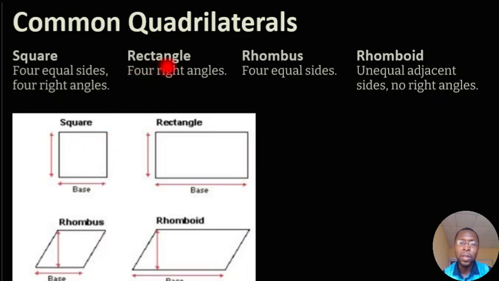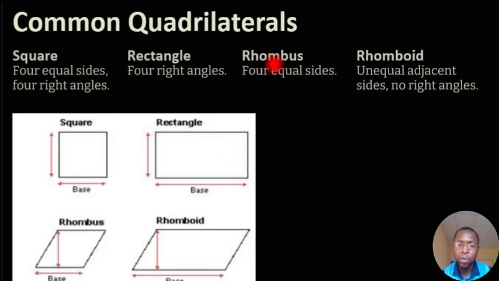Then we have the rectangle as another common quadrilateral. In this case, the opposite sides are equal, but it also has a right angle, an angle of 90 degrees, at each of its angles.